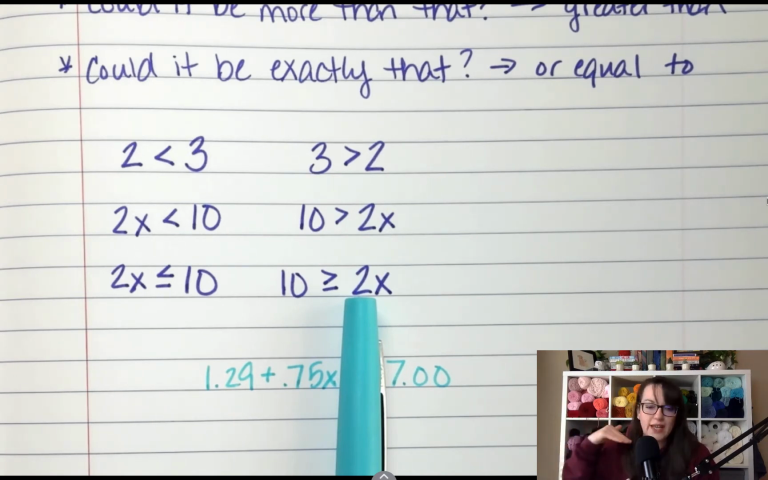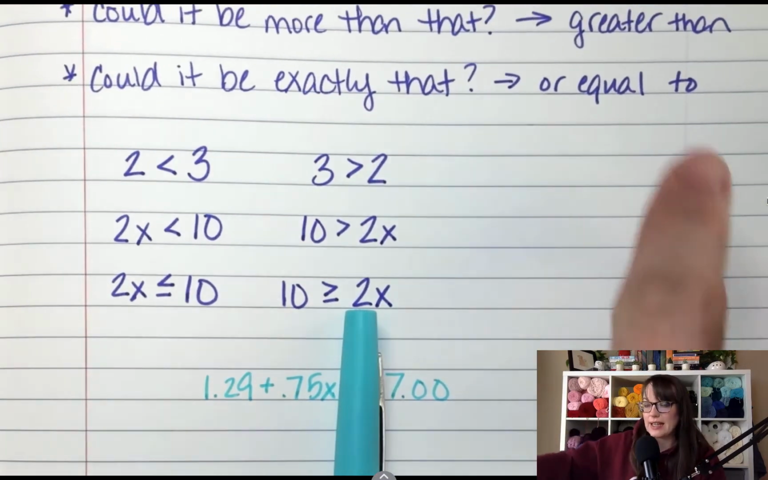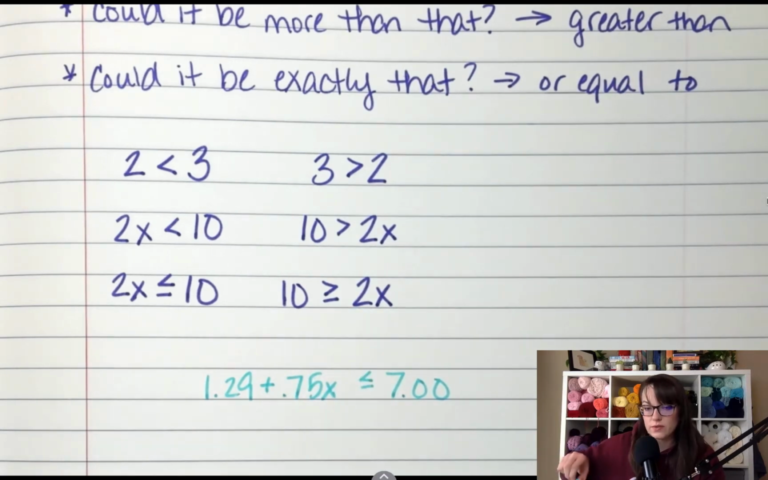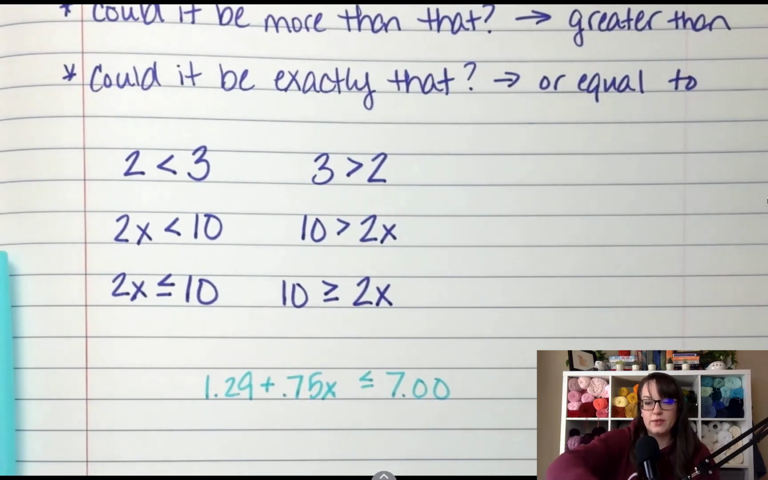No, because he only has $7. Could he spend exactly $7? Yes. So the symbol I want to use is less than or equal to. So less than or equal to. Let's look at another example.